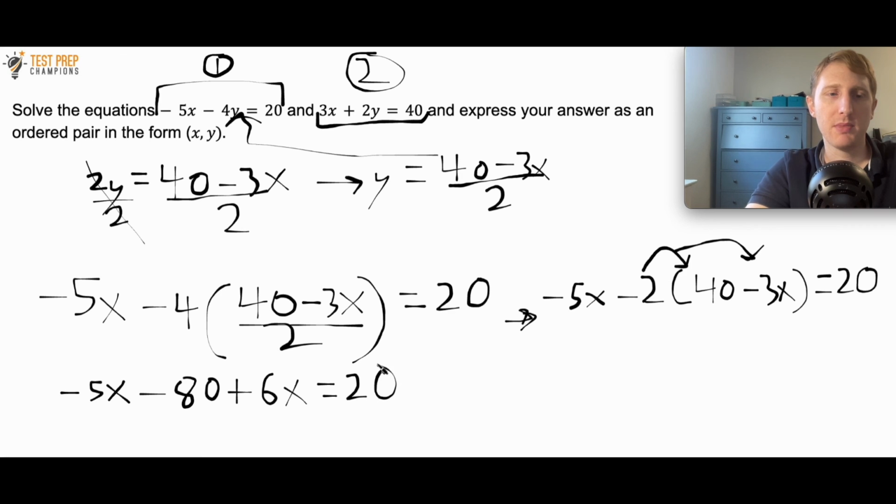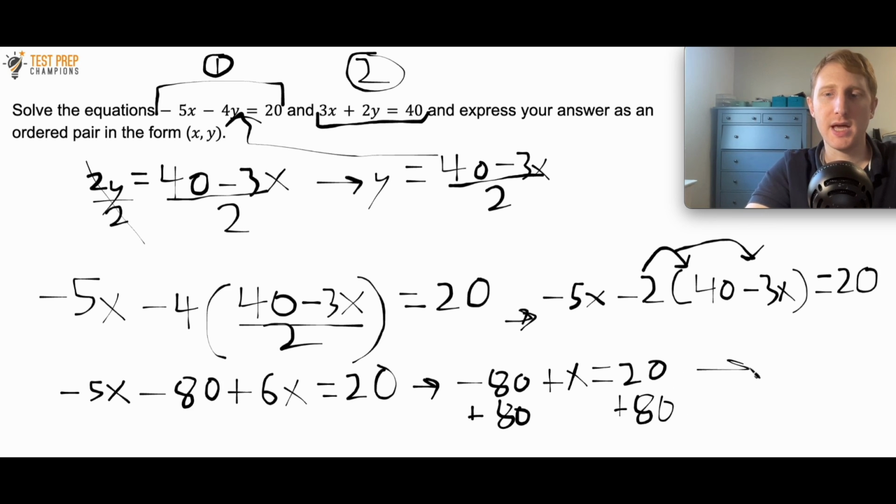So now let me combine like terms. So what's negative 5x plus 6x? That's going to give me just x. So I'll have negative 80 plus x equals 20. So how do I get the x? We're almost done here. So what we're going to do is we're going to add 80 to both sides of the equation. So I add 80 to both sides of the equation, and I see that x equals 100.